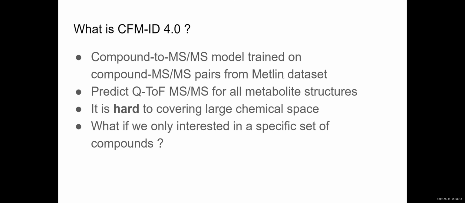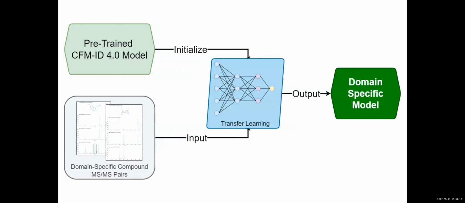So here we present this workflow to build domain-specific models. CMID 4.0 uses a deep neural net combined with a set of other techniques. One well-known technique for deep neural nets is transfer learning. The idea is that at training time, you grab an already existing model.